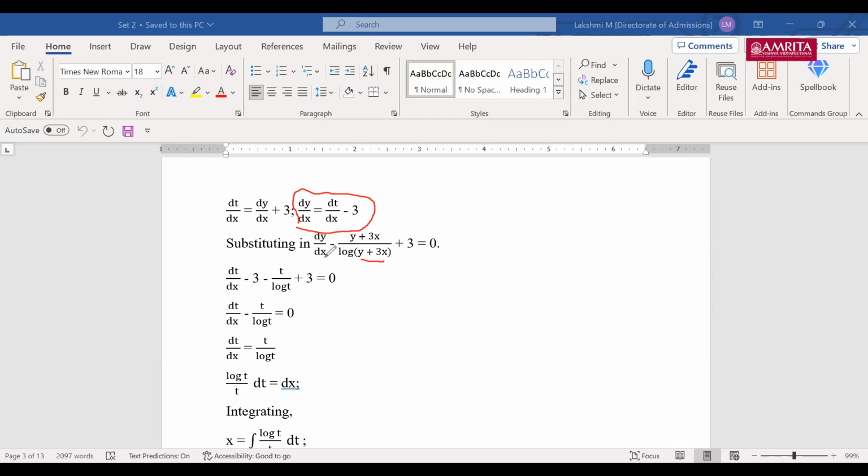So what will this be? dy by dx equal to dt by dx minus 3, minus this is t, this is log t, so t by log t, plus 3 equal to 0. Both the 3's will get cancelled and you have the equation dt by dx minus t by log t equal to 0. So dt by dx equal to t by log t. So dt comes here. It will be log t by t into dt equal to dx. Now we can do the integration.